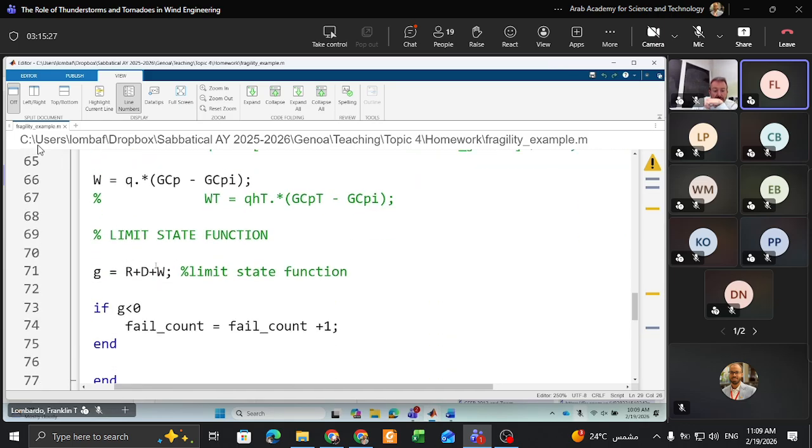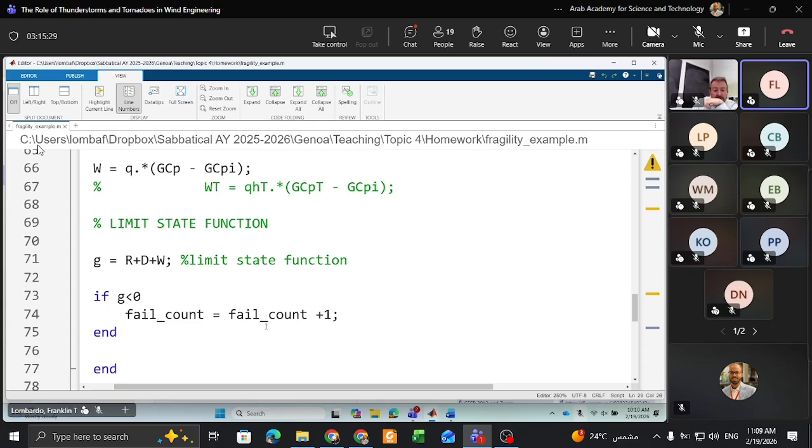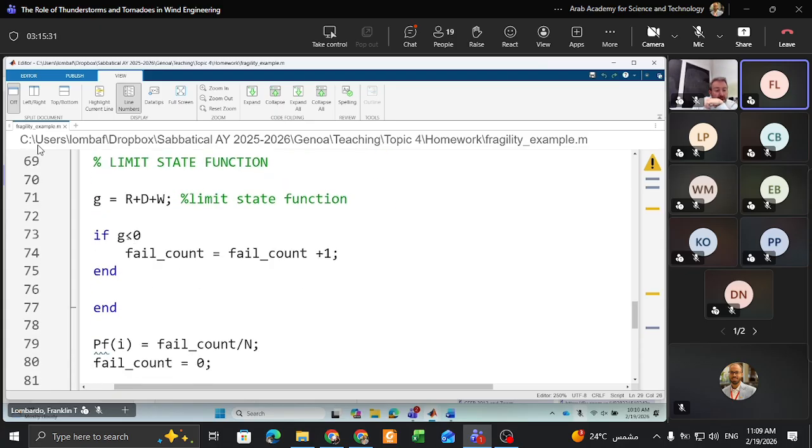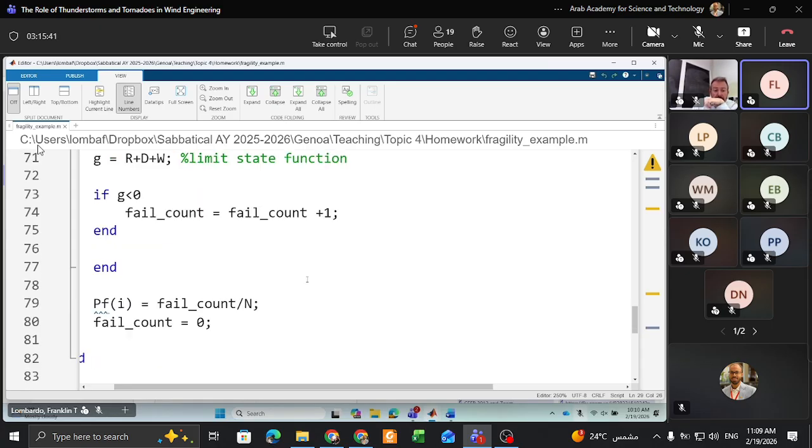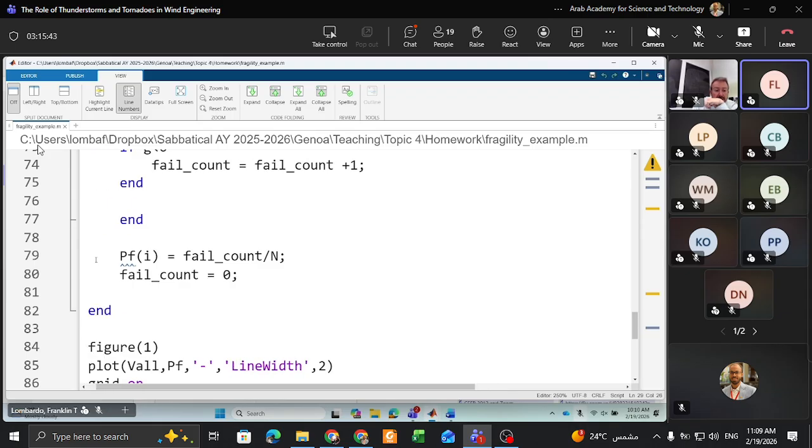So you're just simply going to go through and compute your limit state function, and then if G is less than 0, which we talked about was our failure, we're just going to count that as a single failure. We're going to do that 10,000 times for each wind speed. Then we simply take the probability of failure as the number of failures that we counted over the 10,000 simulations.